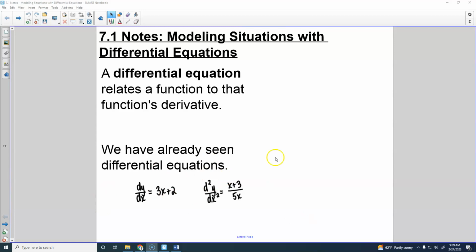So this is something that you have already seen. We have even solved differential equations somewhat, but they were super simple ones. Basically all we were doing was integrating, right?